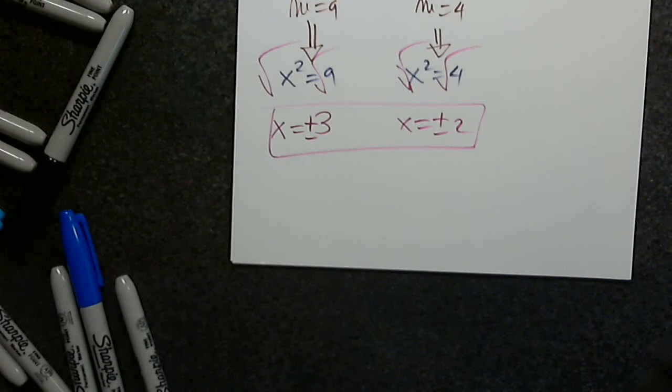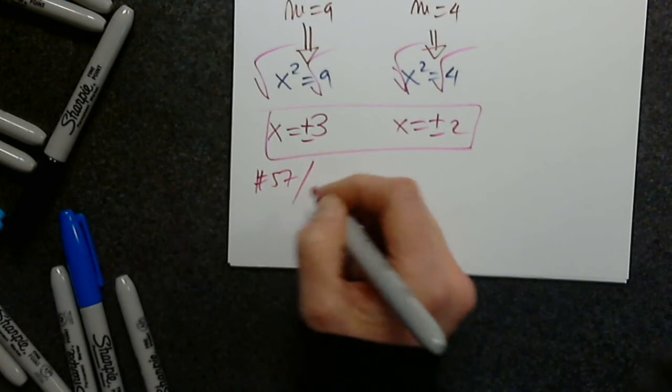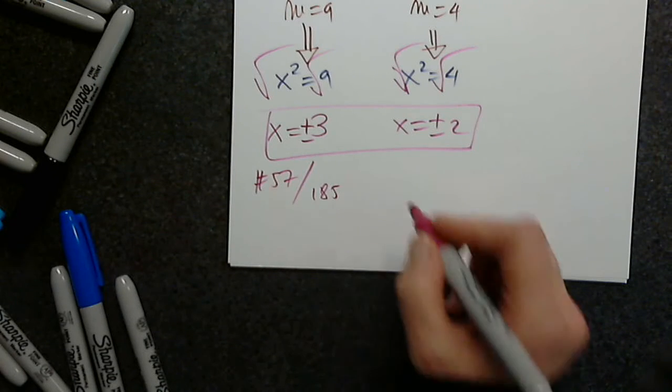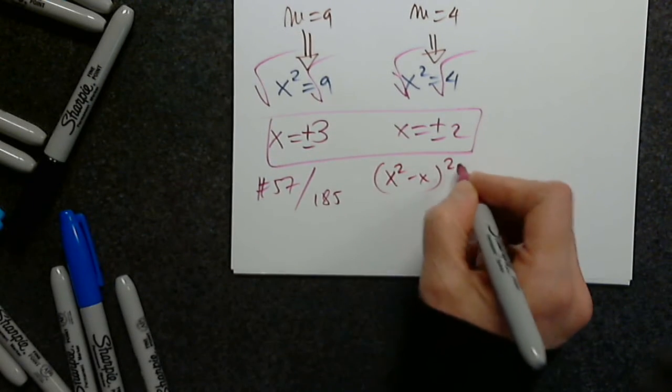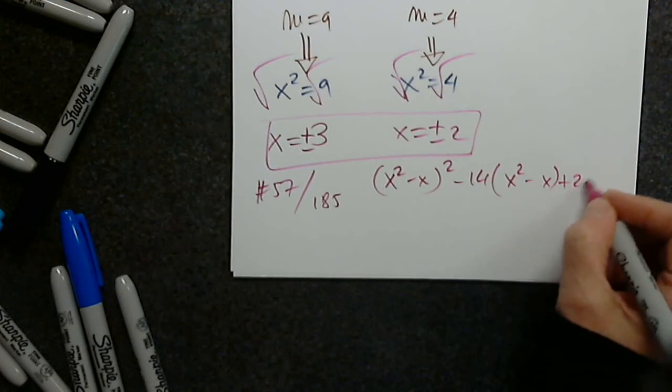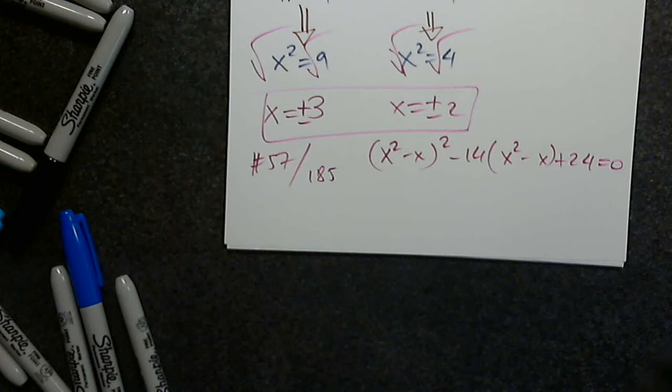Okay, so here's another example. Let's say 57 caught my eye on page 185. I'm looking at x squared minus x, everything squared, minus 14 times the quantity x squared minus x, plus 24 equals 0. Can you solve this in another way without the substitution? Of course. But it will take you longer, I think.